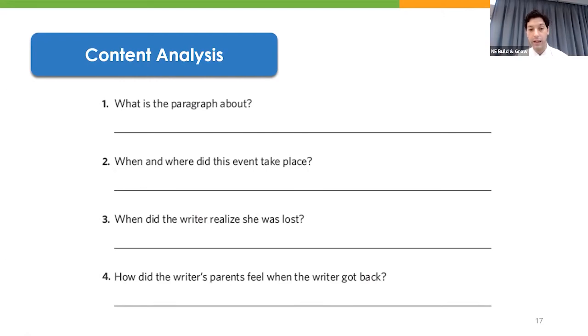So we've already got the woods, but when did it take place? How old was the boy? Oh, 2 years ago. Very good. 2 years ago when he was 10. Okay. Excellent. Or actually, it's not a boy after all, it's a girl. So let's go to the third question. When did the writer realize she was lost? So when did she realize that she was lost?